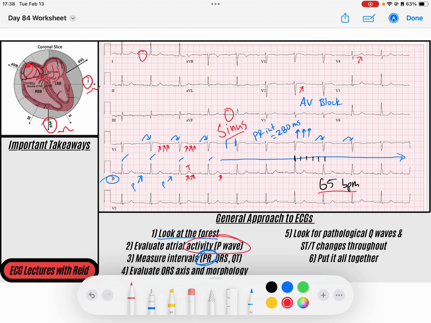But I don't see any, and so every P wave has a QRS. It's just taking a little bit longer for the AV node to conduct that signal down. So what does that mean? That means this is a first degree AV block. So we have a first degree AV block.